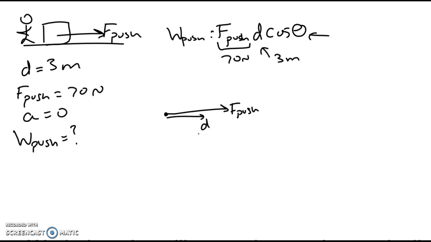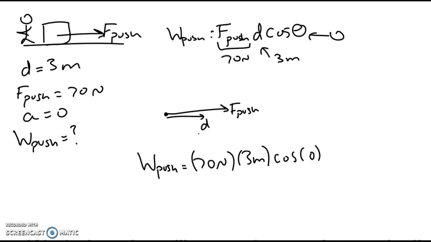Since these vectors are parallel with each other in the same direction, we get an angle of 0. So my work done by pushing is 70 newtons times my 3 meters times the cosine of 0 degrees. Cosine of 0 is just 1, so that's pretty nice. My answer here is 210, and we have newtons times meters. A newton meter is a joule, so we have 210 joules. So we got a positive value.